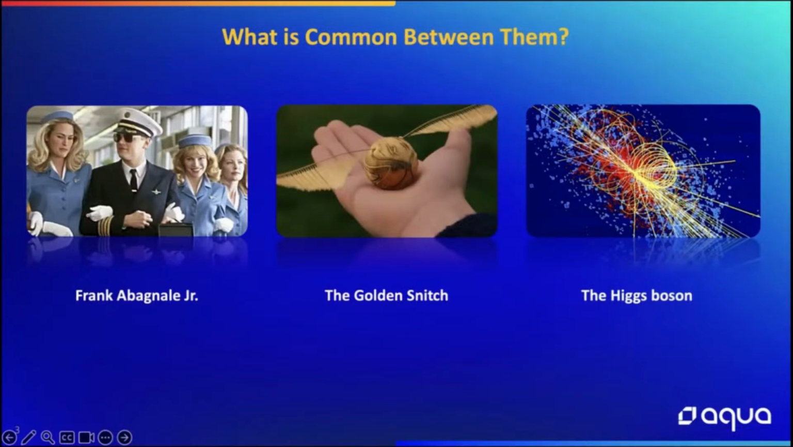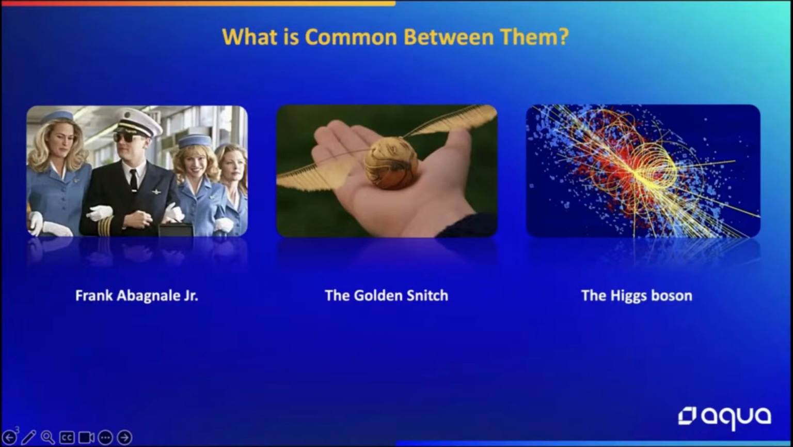So the first one is Frank Abagnale Jr. It's the main character of the famous movie Catch Me If You Can with Leo DiCaprio. It's a real person, and he's a notorious con artist in all American history. The second one is Golden Snitch. It's the fastest and the smallest ball used in Quidditch. It's from Harry Potter. And the last one, but not the least, is the Higgs boson. It's an elementary particle. It was long searched for, and the discovery of this particle brought a Nobel Prize in physics. So do you have any ideas now?